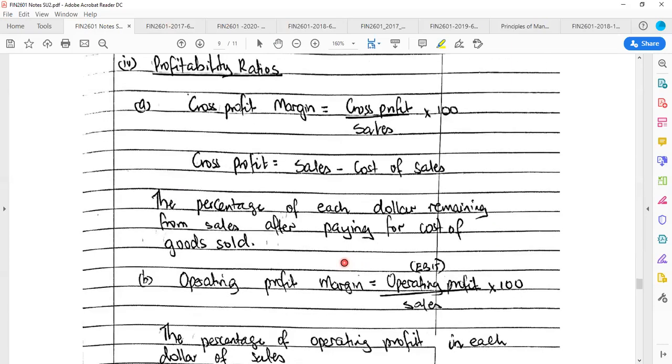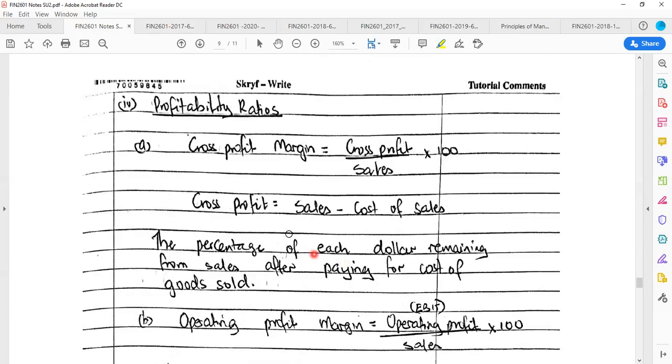Next, there are 2 groups of ratios left: profitability ratios and market ratios. So I'll quickly go through those. The first profitability ratio is the gross profit margin ratio. This is gross profit over sales times 100. Please remember that gross profit is equal to sales minus cost of sales, right?